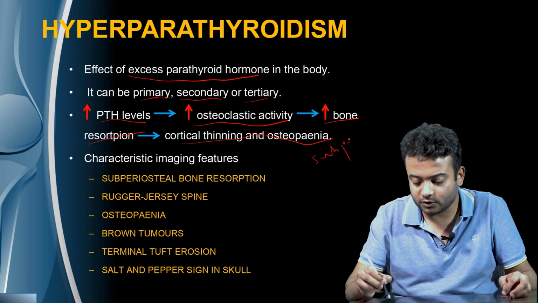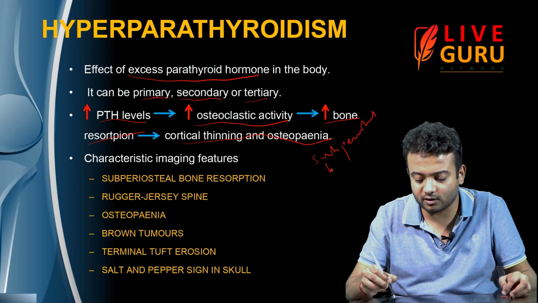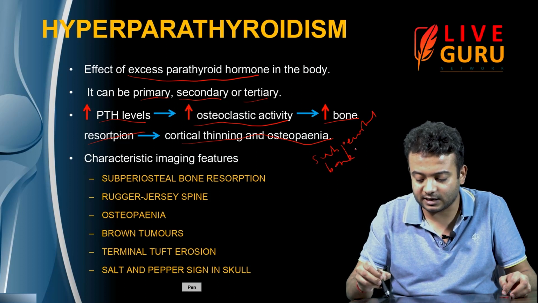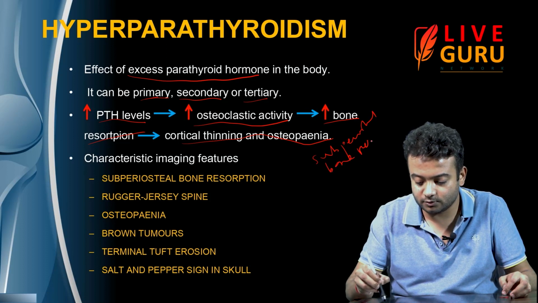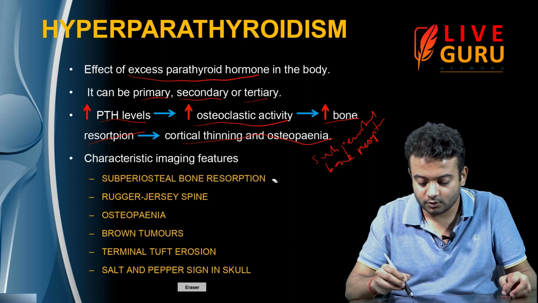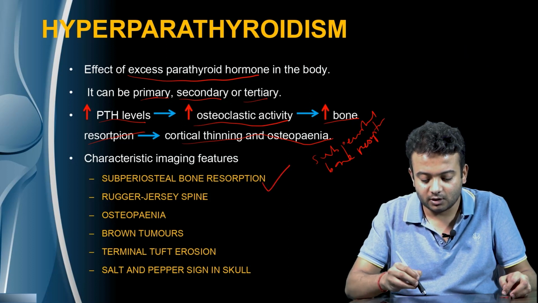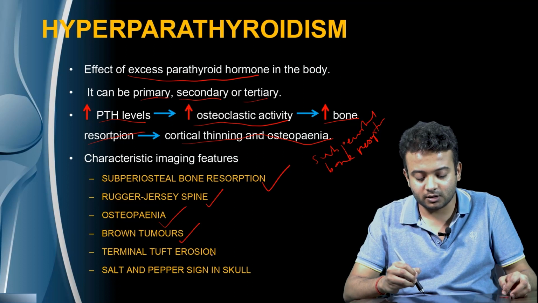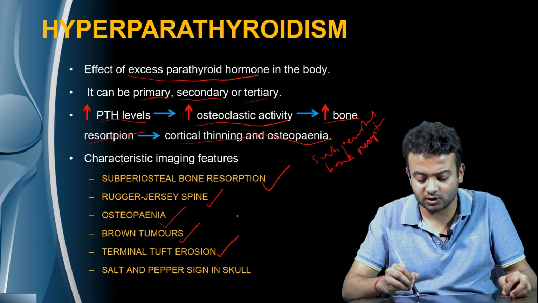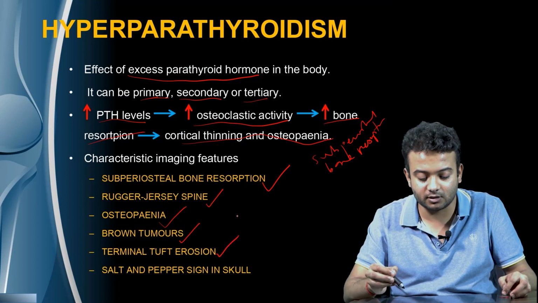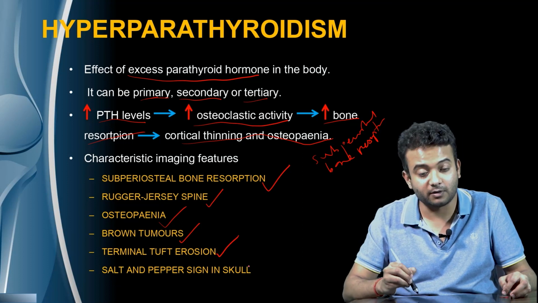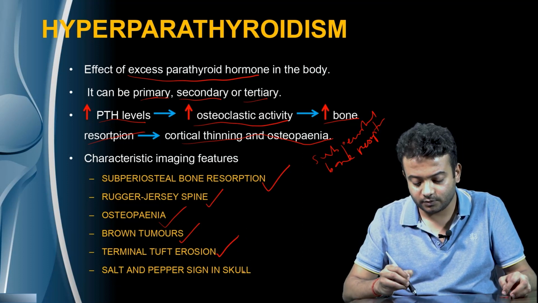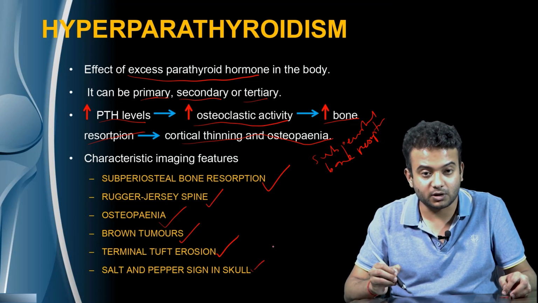Hence the subperiosteal bony resorption is the hallmark of hyperparathyroidism. So the subperiosteal bony resorption, the Rogers spine, the osteopenia, we'll be talking about this in the upcoming slides. The brown tumors, terminal tuft erosions, which is also the result of the osteoclastic resorption of the bone. Even salt and pepper sign appearance, or the mottled appearance in the skull can be due to subperiosteal resorption of the skull bone.